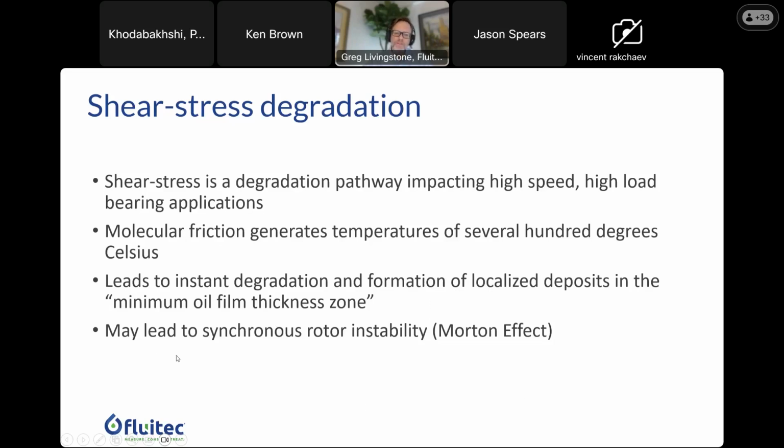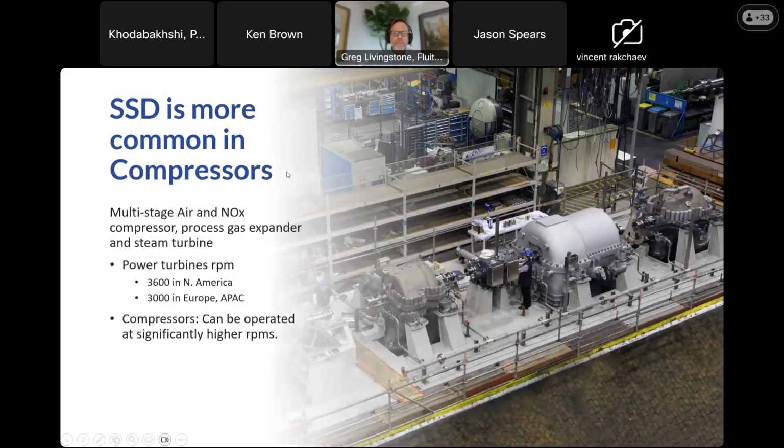There's another phenomenon that's referred to as the Morton effect. It's synchronous rotor instability and can lead to vibration. It's thought that shear stress deposits will also lead to this Morton effect that we sometimes see in bearings. And again, we see this more commonly in compressors than in turbines, and one of the reasons is that these compressors can be operating at much higher temperatures.